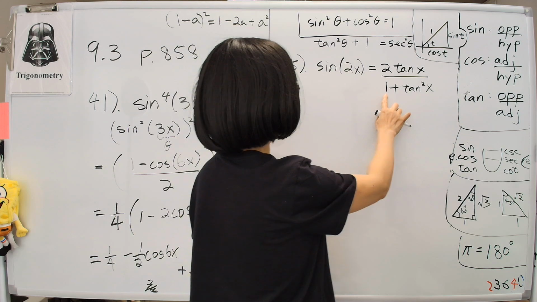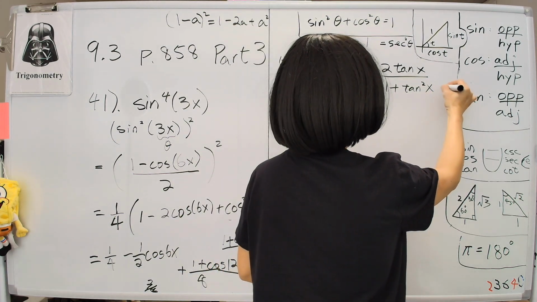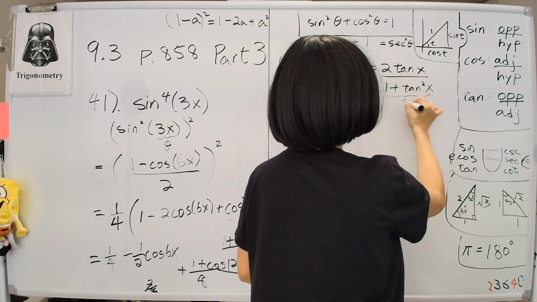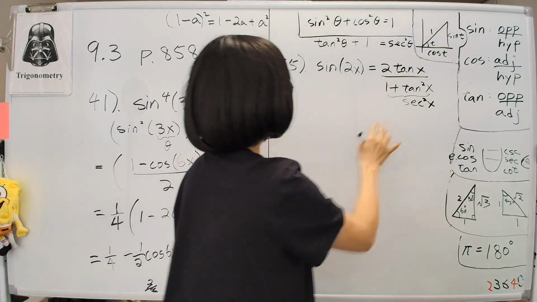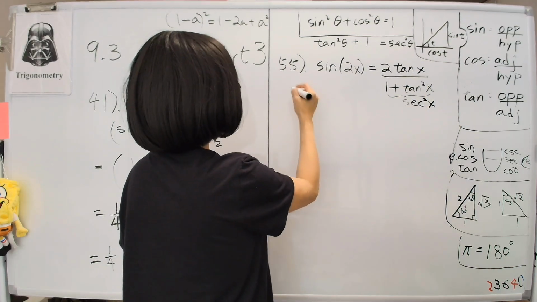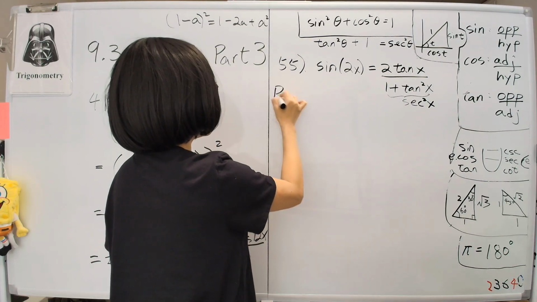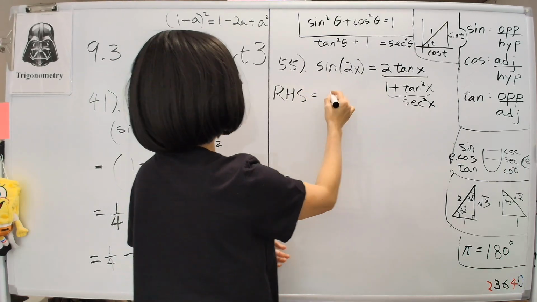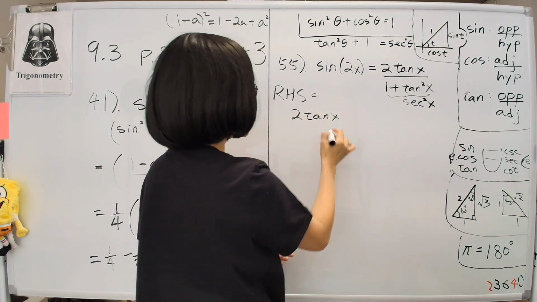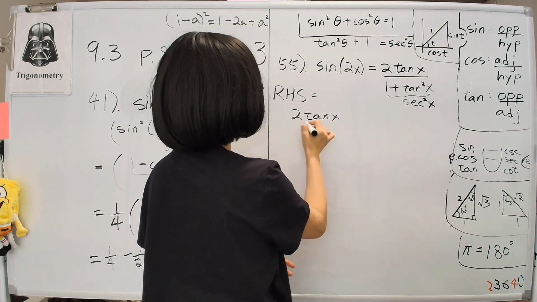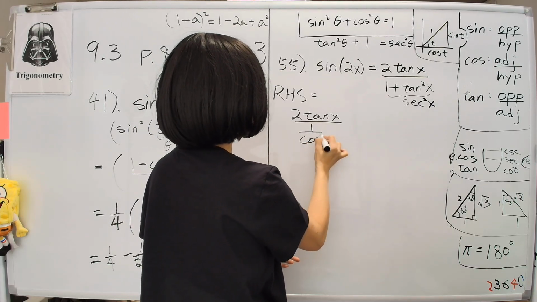So then we have 1 plus tangent squared x, which is the same as secant squared x. So we can write that. Basically, this thing here is secant x squared. So then we can write it this way. The right hand side is equal to 2 tangent x divided by secant squared x. So to divide by, I'll write it down. What is secant x? Secant is 1 over cosine, so secant squared x is 1 over cosine squared x.